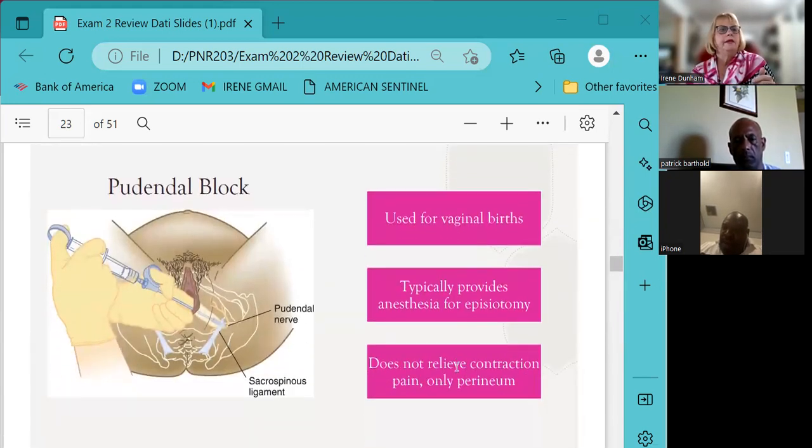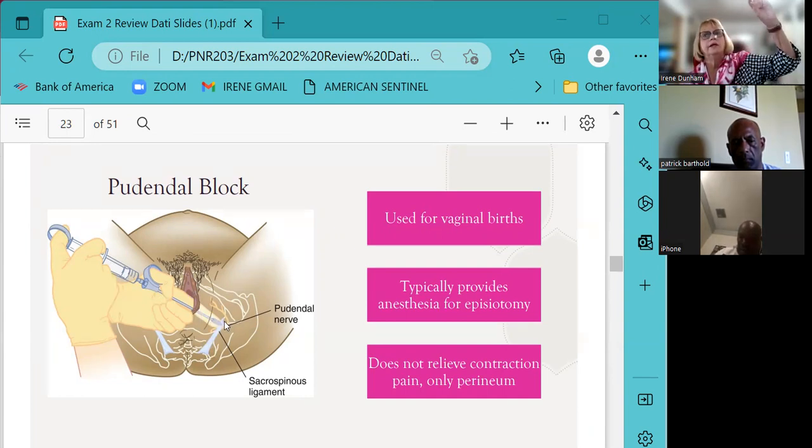Another one is called a pudendal block, and this is important to know too, because you'll see this again. Here's your pudendal nerve. See here? It lies right here. So what we're doing is using a very skinny needle, something like a spinal needle, hooked onto a syringe with your medication. He goes inside the vagina, finds the pudendal nerve, which you can feel, and puts the block right there.